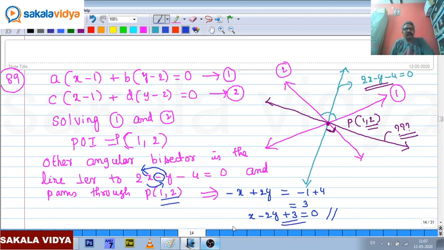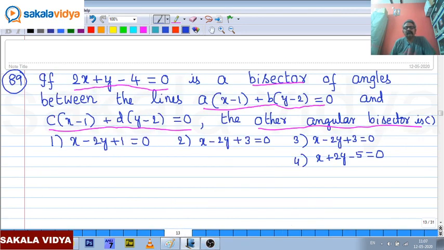So that means now the third option is the right option. Yes, third option. Angular bisectors are always perpendicular.